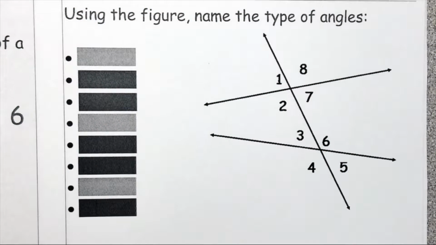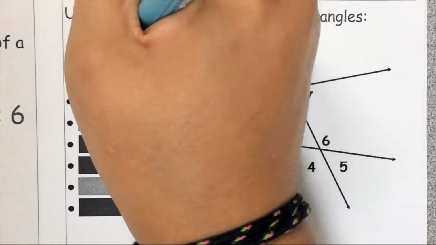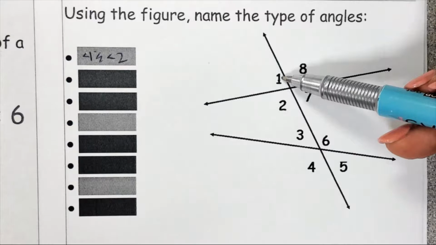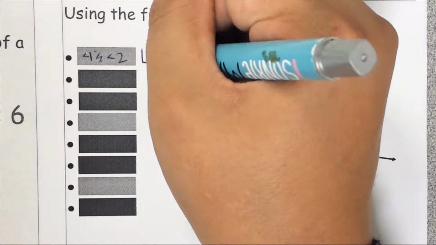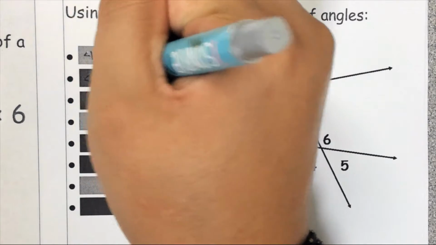So for my first one, angle 1 and angle 2. Angle 1 and 2, what type of angles are those? Y'all, we haven't done this. This is an old vocabulary word. They're in linear pair. They're LP. Angle 1 and angle 2 are a linear pair.